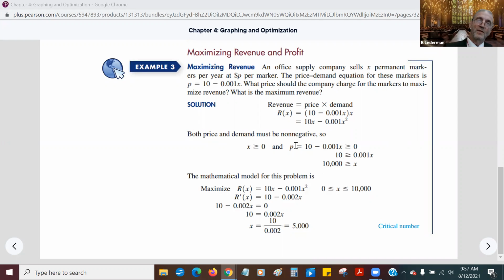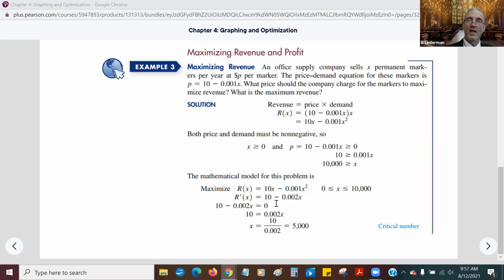Like I said, it turns out we don't even need all this, but that's all right. Actually, we do, because we have to make sure the answer we get is between 0 and 10,000. If the answer we get is above 10,000, then it's a whole different answer. Anyway, never mind. The mathematical model for this problem is R of x equals 10x minus 0.001x squared.